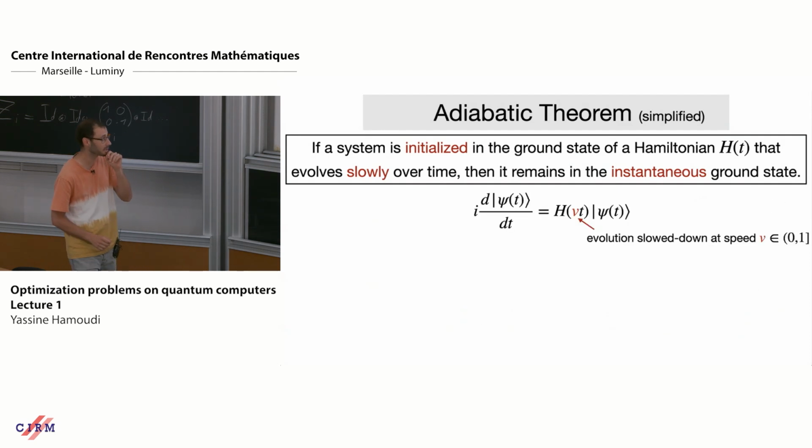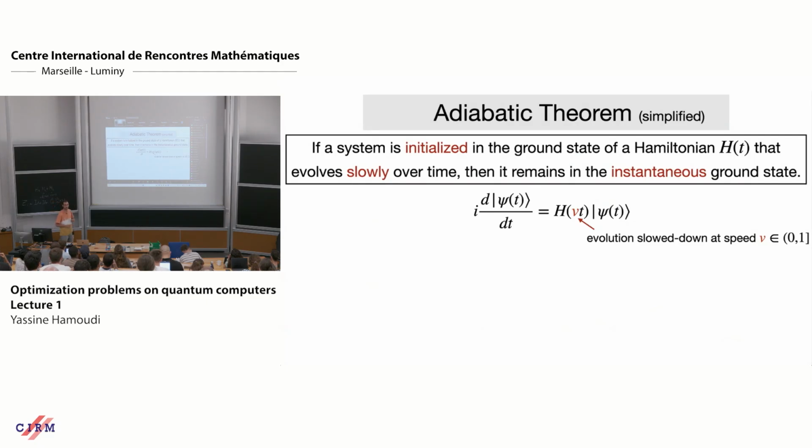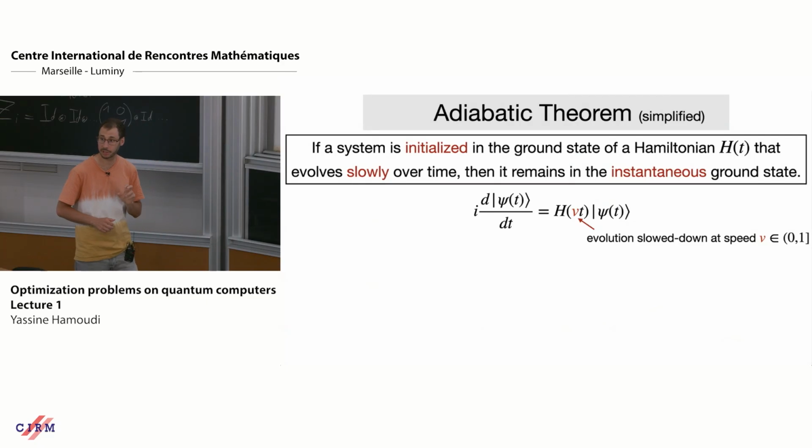So let's give a mathematical statement of this phenomenon. That is a Schrödinger equation in which I introduce an extra parameter v, which is a scalar number between 0 and 1, and it is going to control the speed of the evolution. So the smaller v is, the less the Hamiltonian will evolve in time.